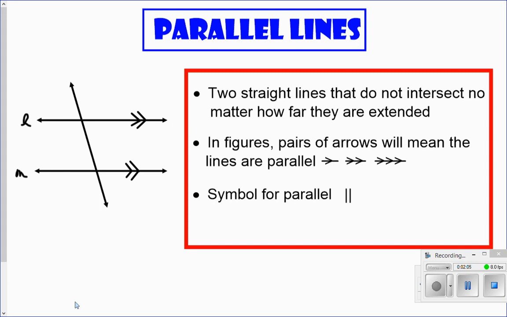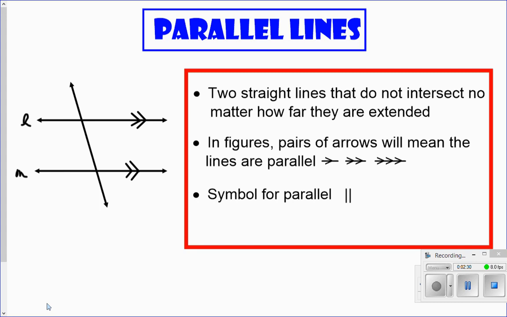So in figures, pairs of arrows will mean the lines are parallel. If you're looking at this particular diagram here, we have markings similar to the congruent markings, except they're arrows rather than hash marks. We have double arrows on both lines, and that indicates that the two lines are parallel lines.